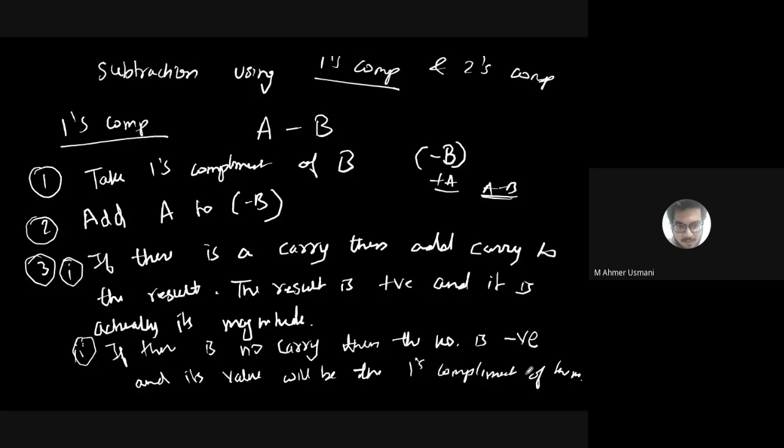If there is a carry, in that case you just need to add the carry to the result. Once the carry is added to the result, whatever is the number, that number is its actual magnitude and the number is always positive. The second condition is if a carry is not generated, in that case the number is negative, that is for sure, and the actual value of the number is not the result but its ones complement. Is that clear?